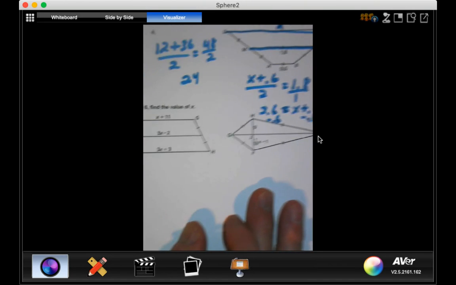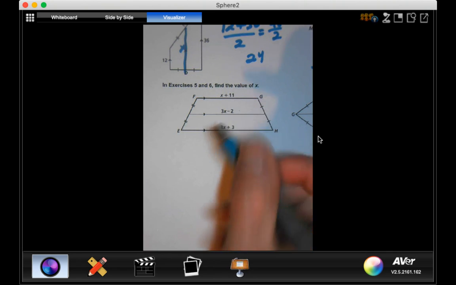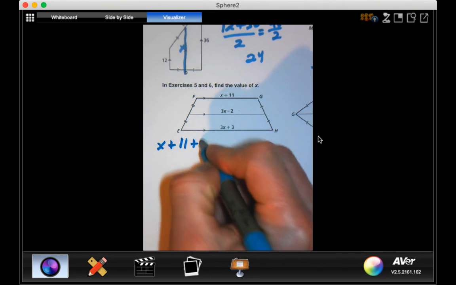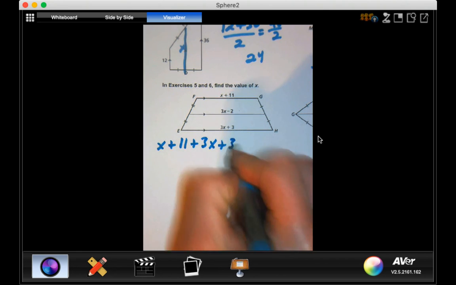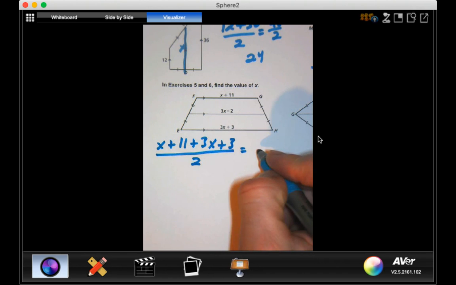All right, moving on. Another trapezoid, another mid-segment. What we're going to do is the same exact thing. So I'm going to take the two bases, add them up, and divide them by 2, and that should equal the mid-segment, 3x minus 2.